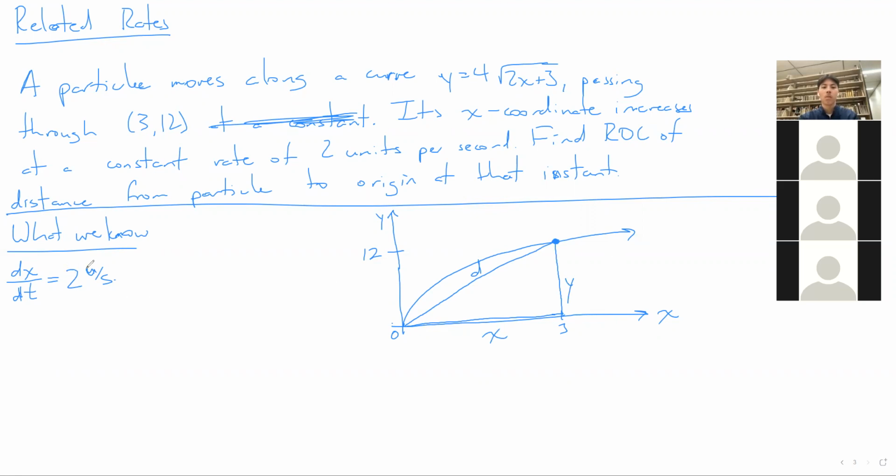So we know that constant rate of change for x in terms of time. We know we're looking at this distance. So can we give a name to the thing we're trying to solve for? Is it dx over dy? It's not dx over dy. So we're looking for a rate of change of distance.